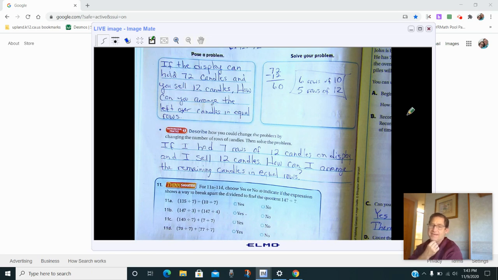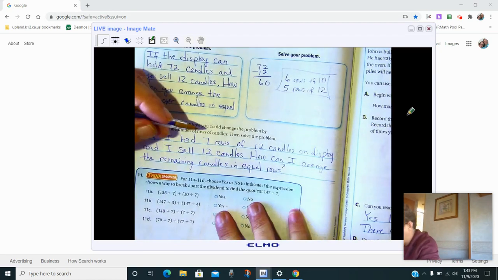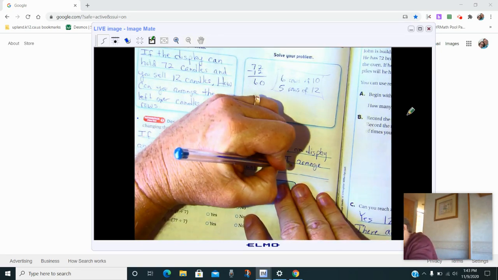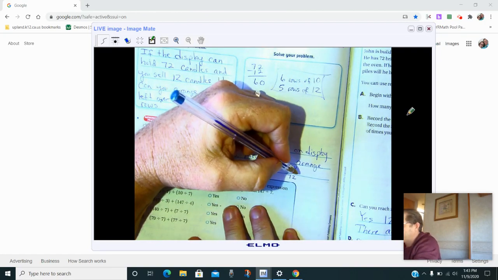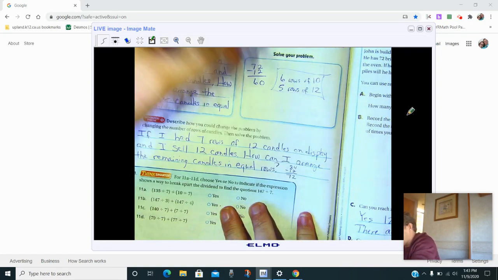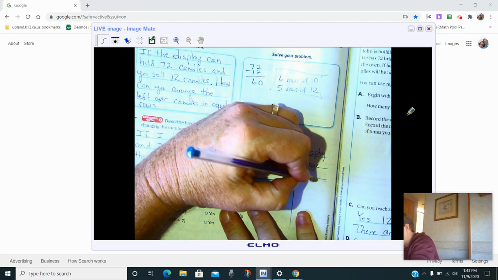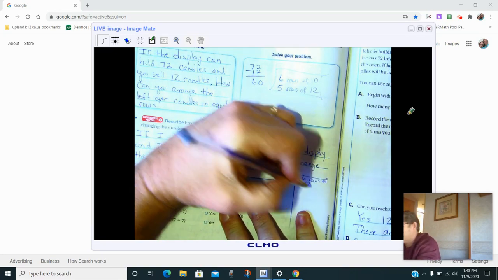So we would have 84 take away 12, which would be 72. Well, we know that we could have 6 rows of 12 then, because that's what's being shown already. Okay, so I would have 6 rows of 12.